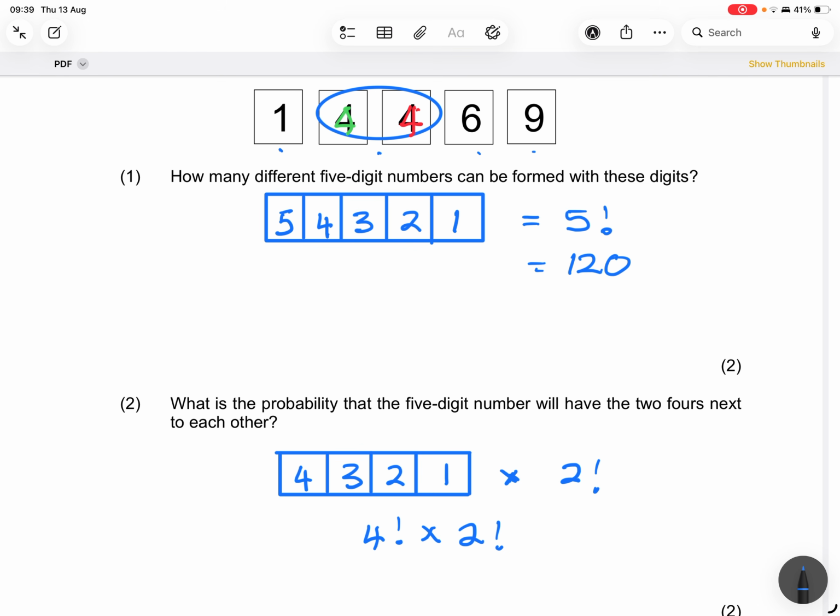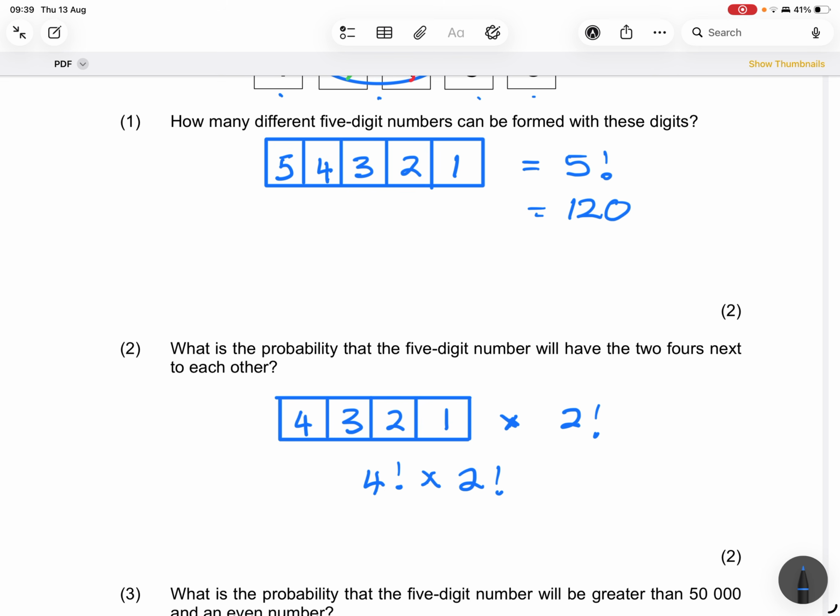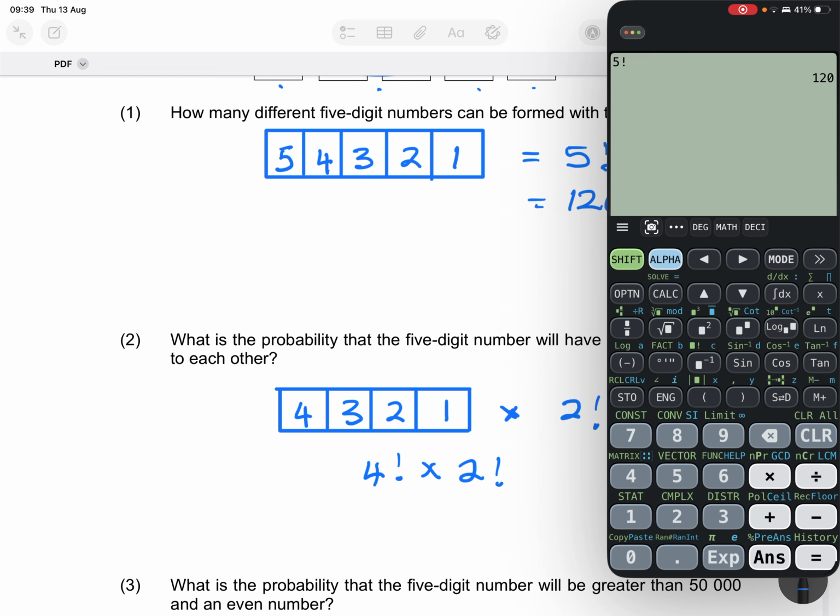So they say to us, what is the probability that the 5-digit number will have 2 4s? So now, if we're taking the probability, we'll say that, well, that is 4 factorial multiplied by 2 factorial divided by 5 factorial. Okay, so that's 4 factorial times 2 factorial divided by 5 factorial.